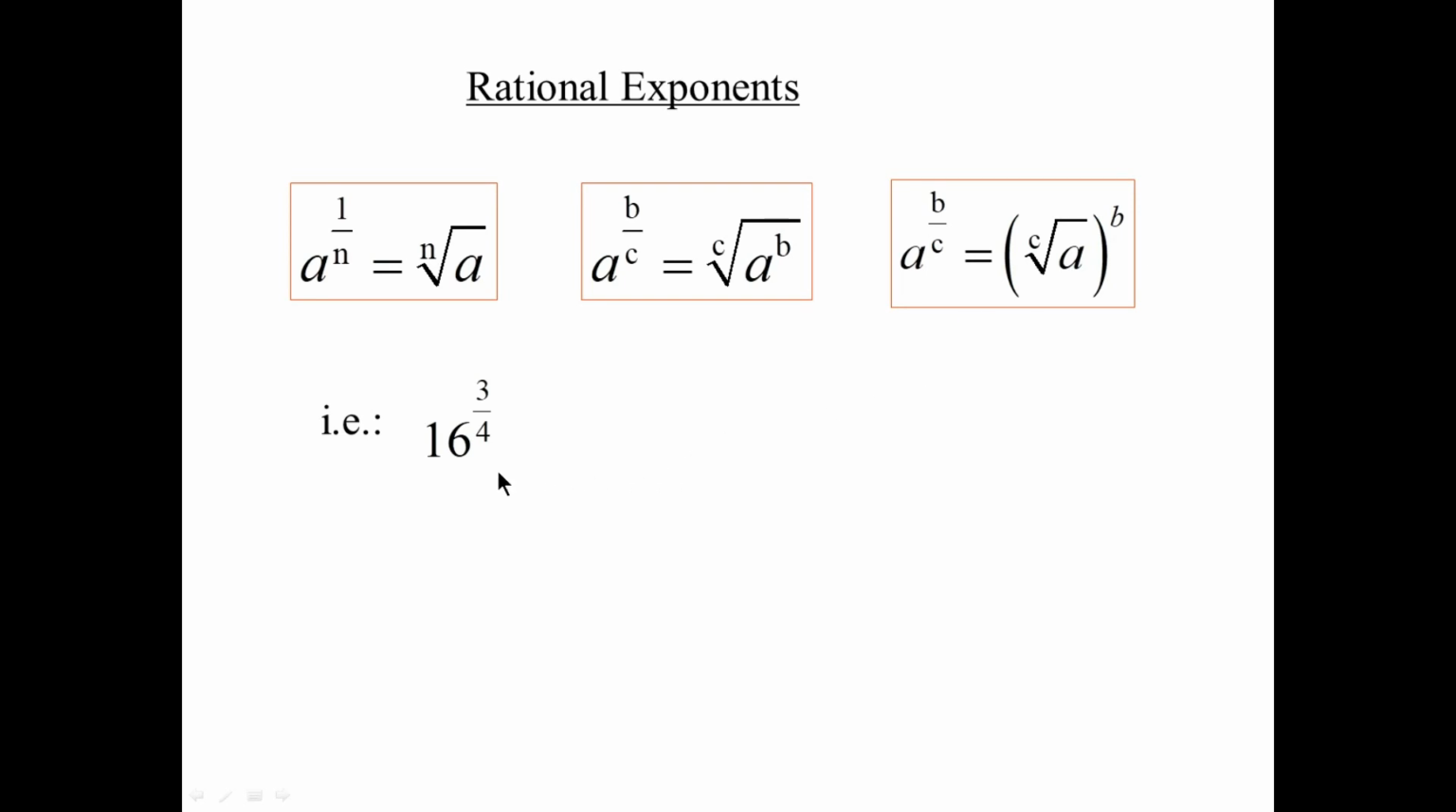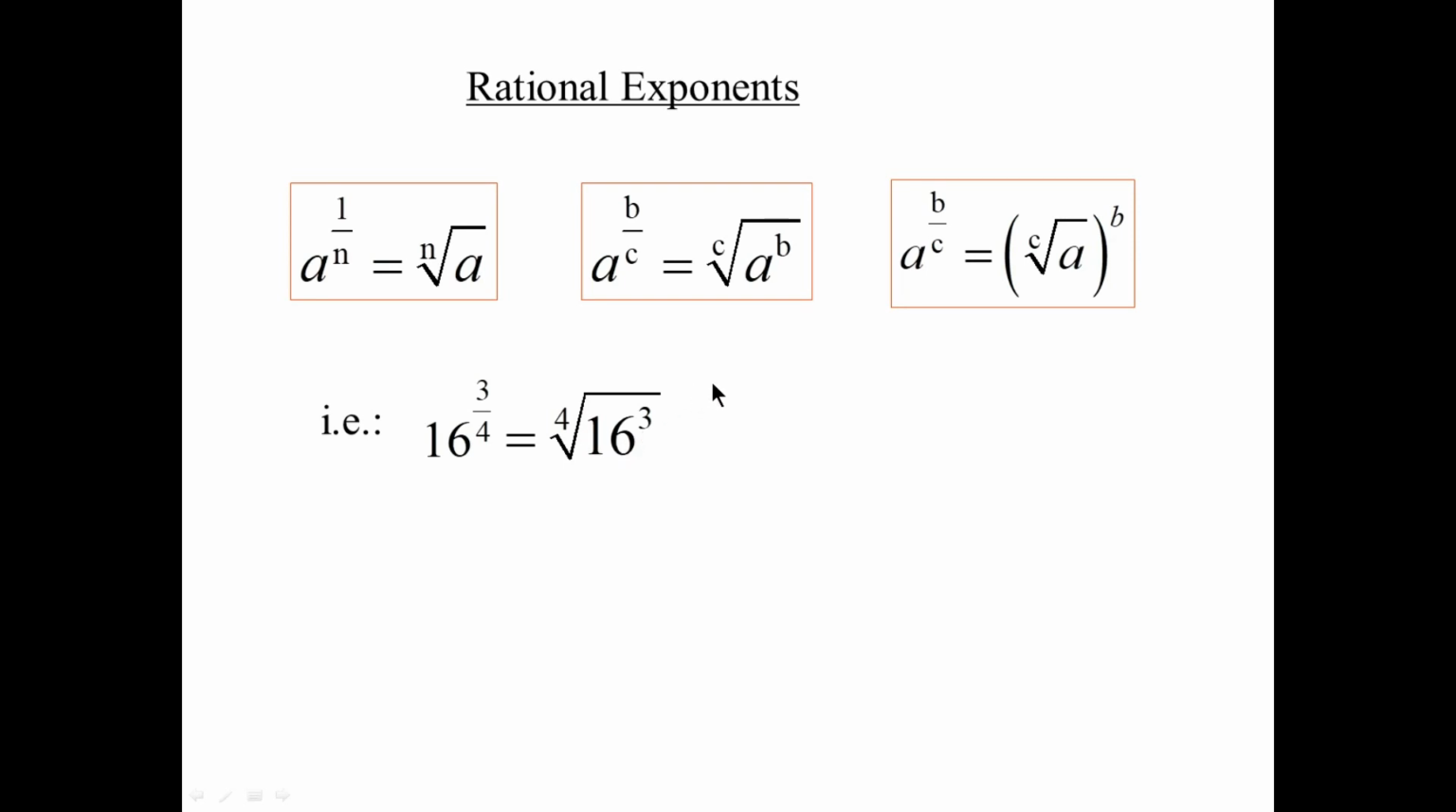A simple example, 16 to the 3/4. What this means is the fourth root of 16 to the 3. The denominator is the index, the base of this power is the radicand, and the numerator of the exponent remains an exponent. So it's the fourth root of 16 to the 3.